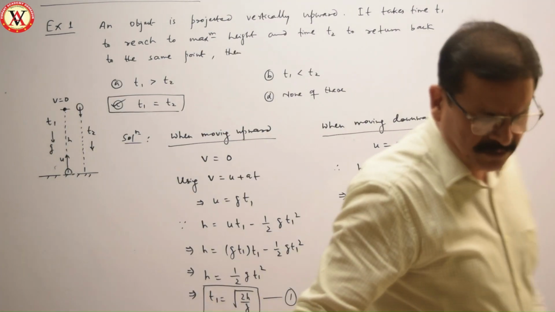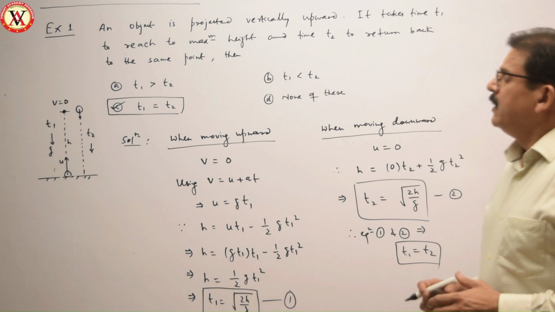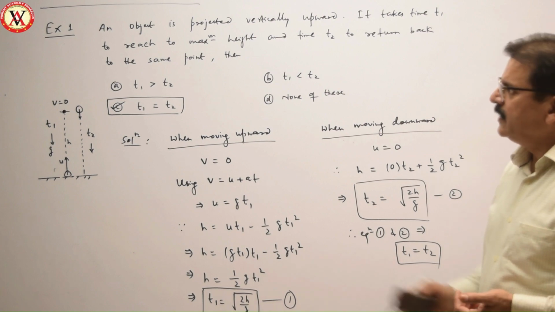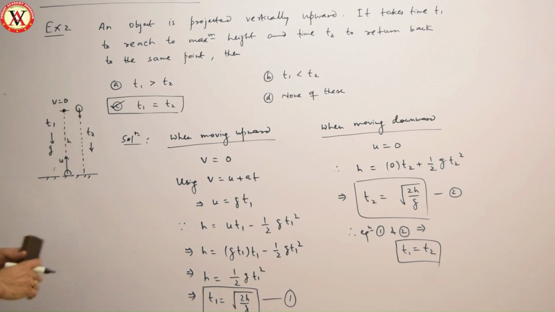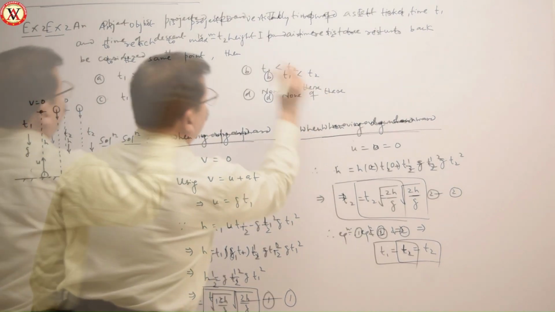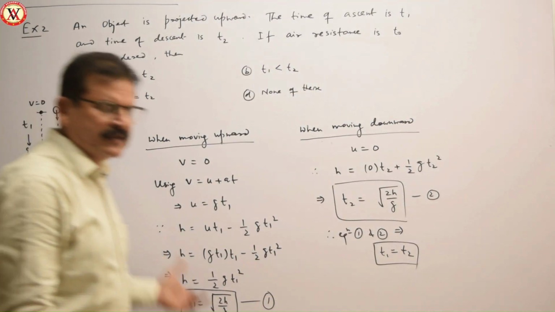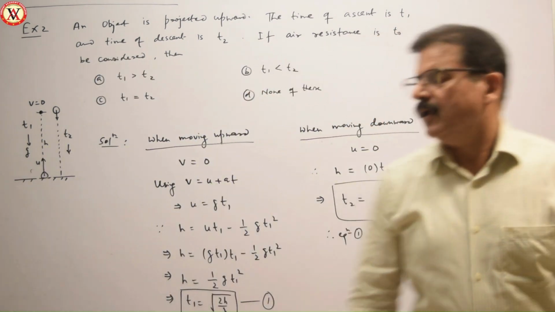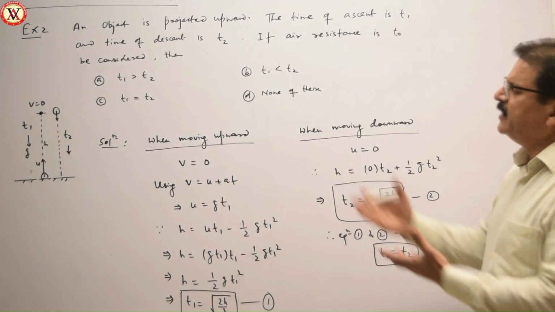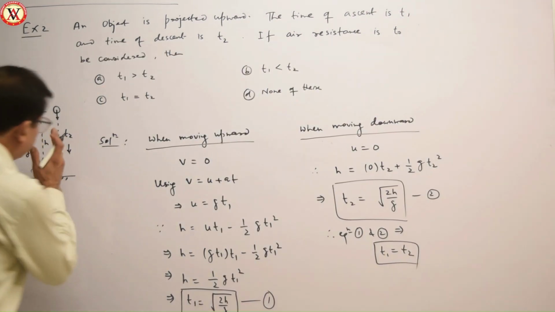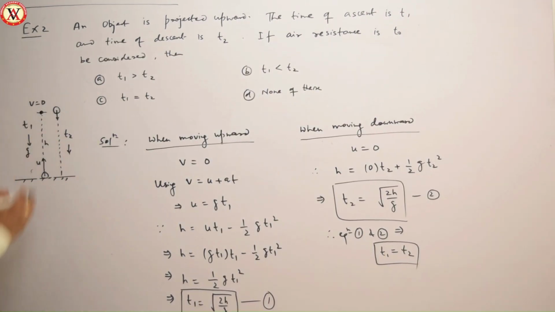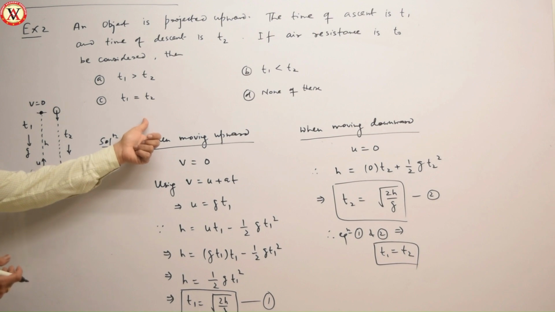Now let's take the case of air resistance in example 2. How are these two times affected? What makes a difference if air resistance is present? Normally it appears that if air resistance is taken into account, it is going to oppose both up and down. So overall there will not be any effect, and hence again the answer should be T1 equal to T2.